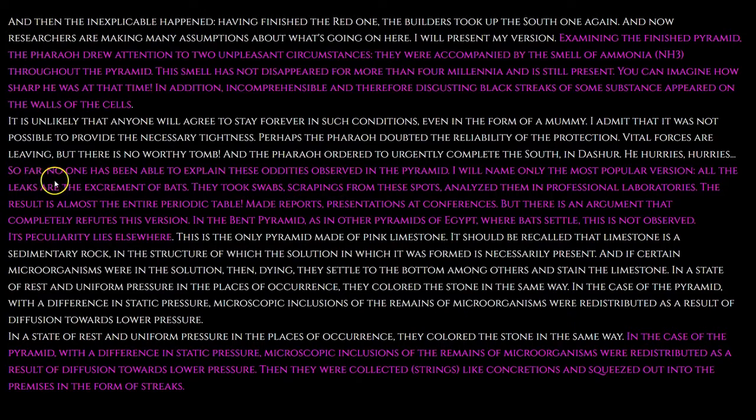So far, no one has been able to explain these oddities observed in the pyramid, referencing the staining inside of the chambers and the intense smell of ammonia. I will name only the most popular version regarding the explanation of these oddities. All the leaks are the excrement of bats. However, they took swabs, referring to the Asida project in their research expedition from 2012. So they took swabs, scrapings from these spots, analyzed them in professional laboratories. The result is almost the entire periodic table.